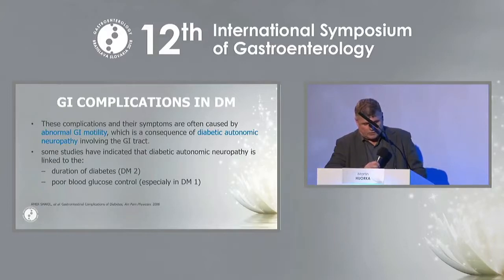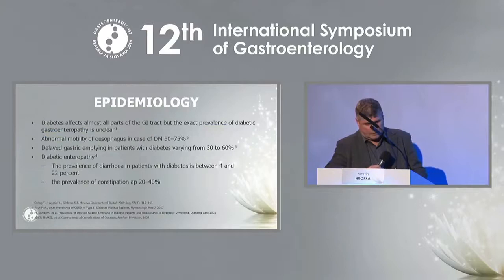I have mentioned some gastrointestinal complications, and these complications are often caused by abnormal gastrointestinal motility, which is a consequence of diabetic autonomic neuropathy. Some studies have indicated that diabetic autonomic neuropathy is linked, at first, to the duration of diabetes, especially in type 2, and poor blood glucose control, especially in type 1.